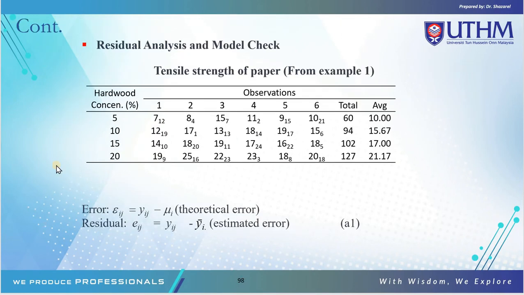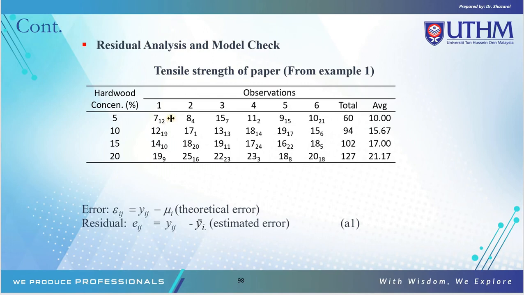Let's refer to this example. For the error, we compute using the residual, as we call it, because now instead of mu i, we use y bar i, which means we refer to the sample that we have. This is the data, and for each level of the factor, we have an average. There are 4 averages because we have 4 different levels of the hardwood concentration.